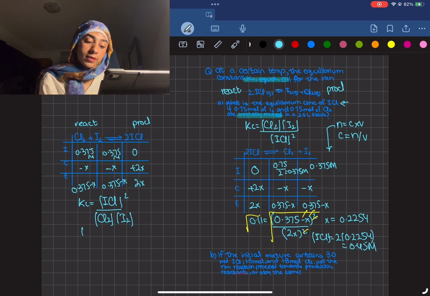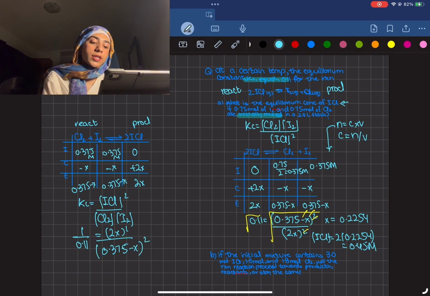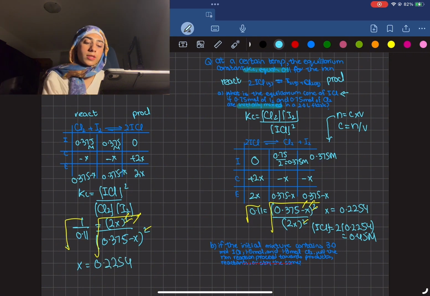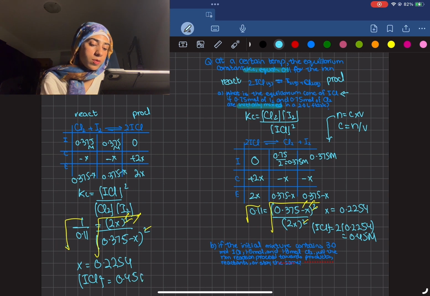So the new Kc I have is 1 divided by 0.11. And ICl would be 2x squared, and then 0.375 minus x squared. I can just take a whole square because I2 and Cl2 have the same concentration. And now I'll take the square root, similar to how I did earlier, cancel it out, and my x would be 0.2254. The value for the change is the same, the x remains the same. And then ICl concentration would be 2 times x, which would again be 0.45 molar.